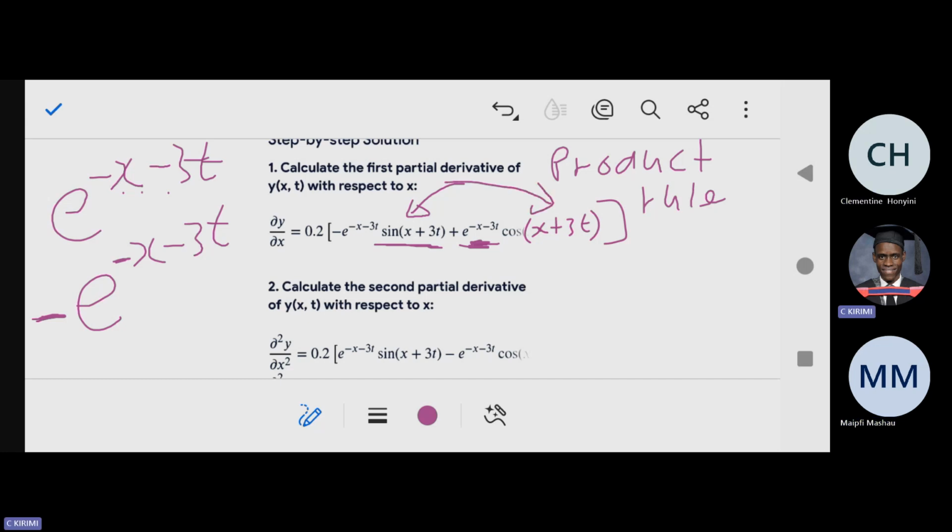When you differentiate sine, you are going to get cos x plus 3t. And 0.2, we kept it outside because it's just a number. It's a constant. Any question for the first one?